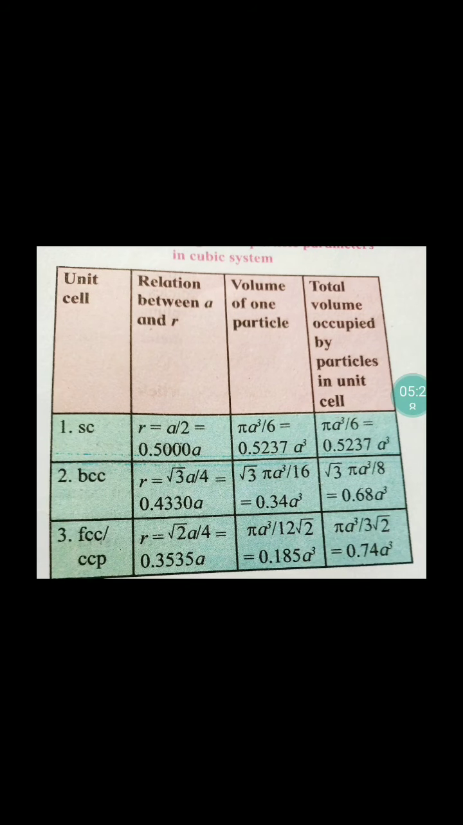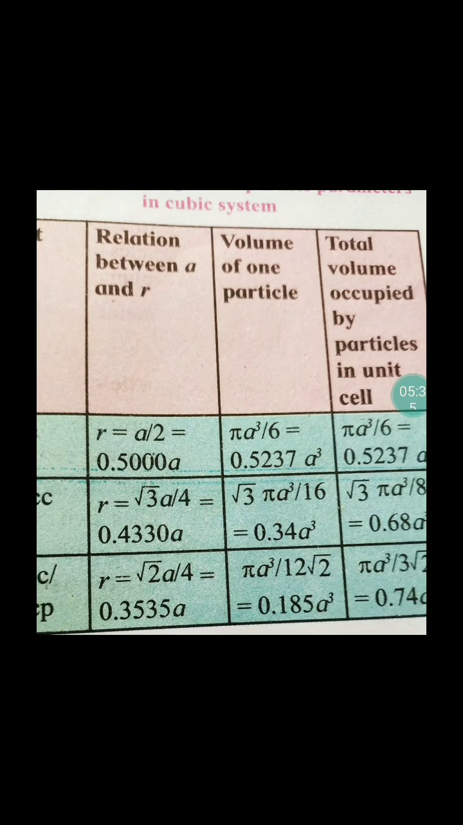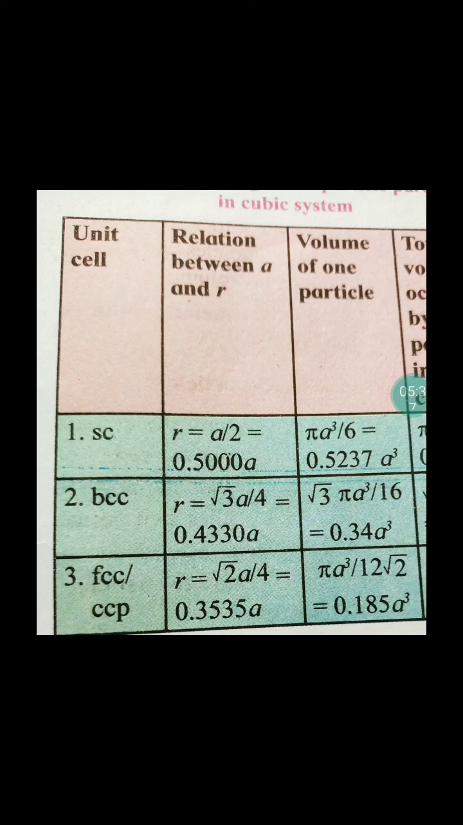Then for the calculation and for solving problems we use these conversions. For simple cubic structure, r is equal to a by 2, that is 0.5 a. For body centered cubic structure, r is equal to under root 3 a by 4, that is 0.4330 a. And for face centered cubic structure, that is cubic close packed structure, r is equal to 0.3535 a.